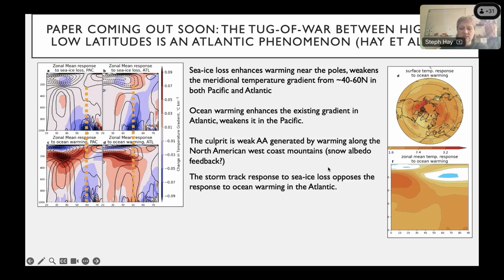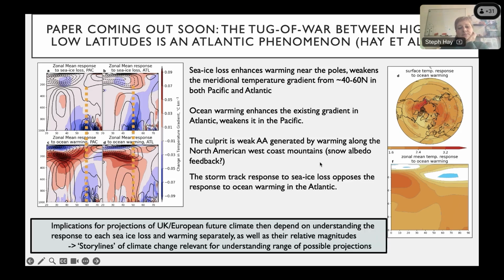So this idea that there's a tug of war is quite unique to the Atlantic. But this has really important implications for how projections of European climate can be understood. So we can separate them into a response to sea ice loss and a response to ocean warming. But these relative magnitudes are also quite important. So we need to consider the storylines of climate change to understand the possible range of projections we can be looking at.